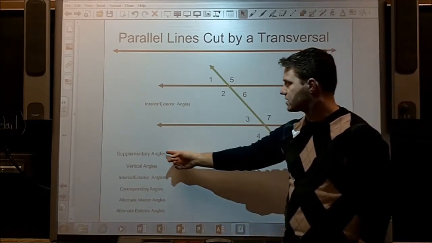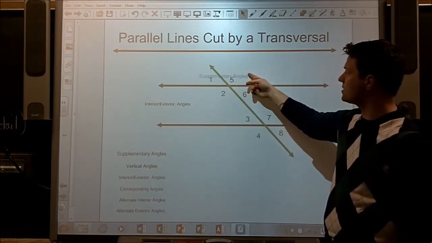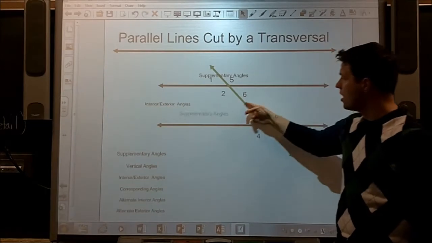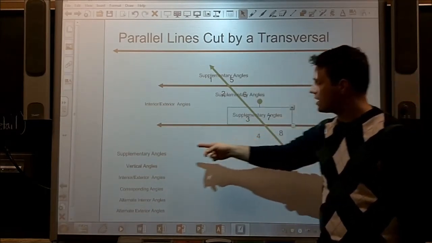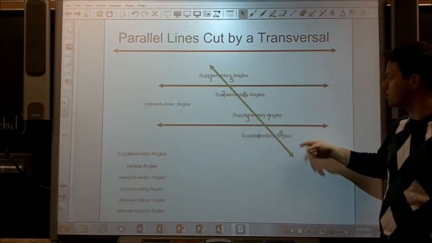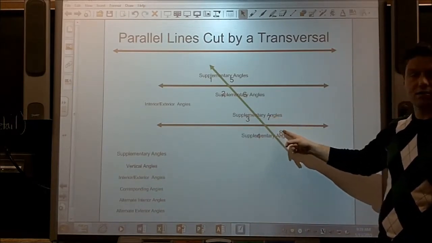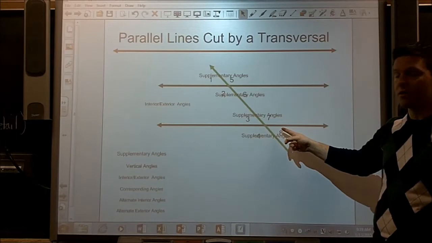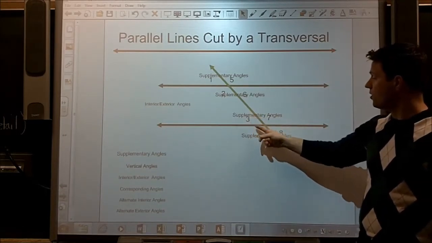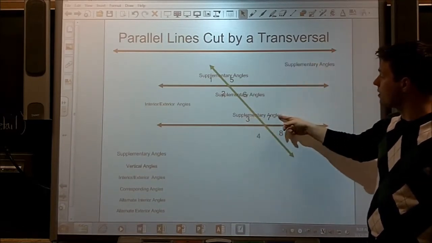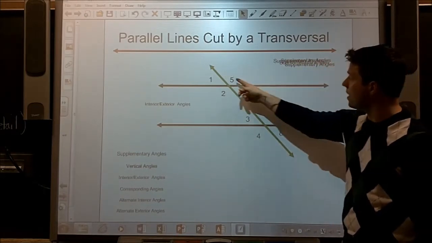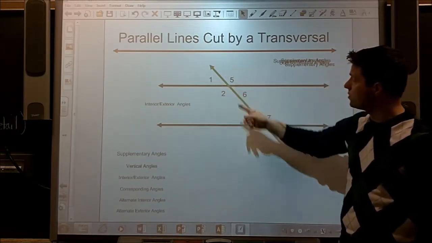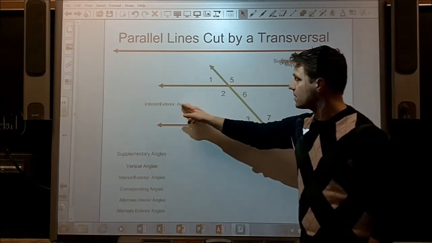Then we have something like supplementary. Well, there's lots of supplementary pairs here. All of these angles that are next to each other are creating supplementary pairs. 7 and 8 are also making a supplementary pair. 3 and 4 are making a supplementary pair. All right, 6 and 5, they're creating a supplementary pair right here. So are 1 and 2. So we have a lot of supplementary pairs.